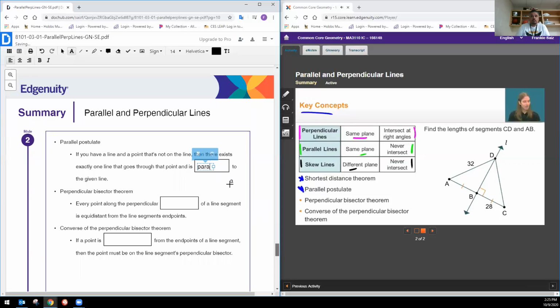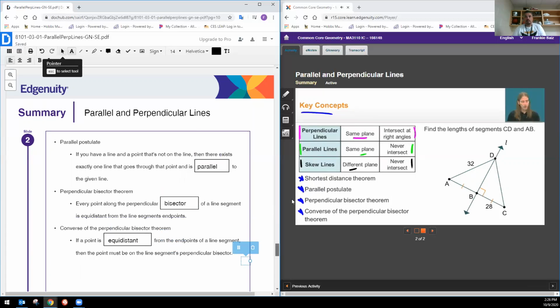We learned the perpendicular bisector theorem, which states that every point along the perpendicular bisector of a line segment is equidistant from the line segment's endpoints. And finally, we learned the converse of the perpendicular bisector theorem. This theorem says that if a point is equidistant from the endpoints of a line segment, then the point must be on the line segment's perpendicular bisector.